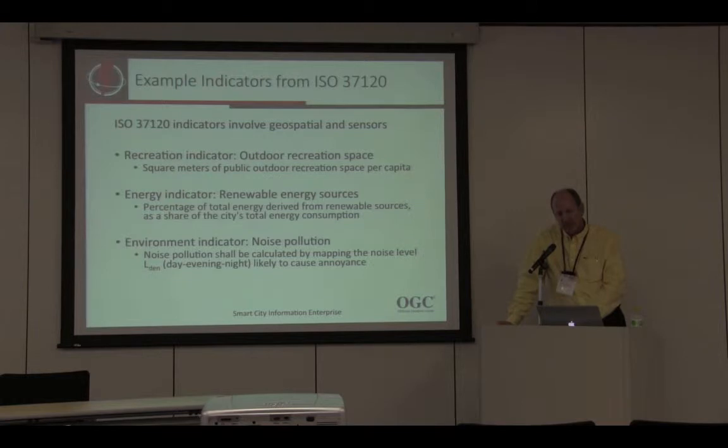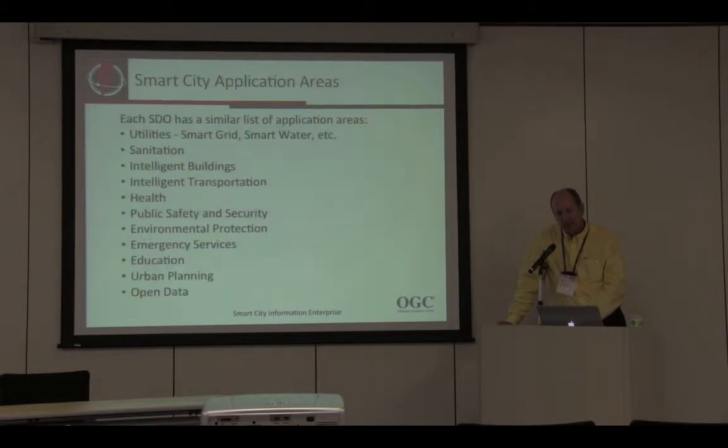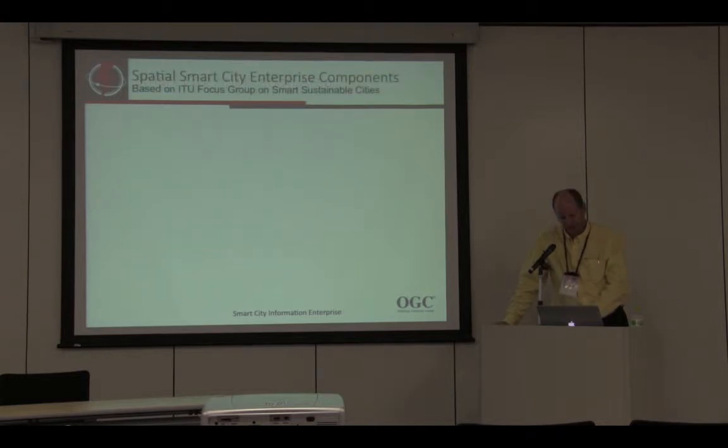Also in this enterprise viewpoint is a list of application areas. And every SDO has a similar list of applications that looks something like this. What makes up a smart city? Well, it's smart energy, smart intelligent transportation, buildings, public safety, and so on. I don't know if this is the right list. There is no right list. The important thing is to have a controlled list that you can have a discussion around with other organizations to establish that communication. So that's a fair thing.